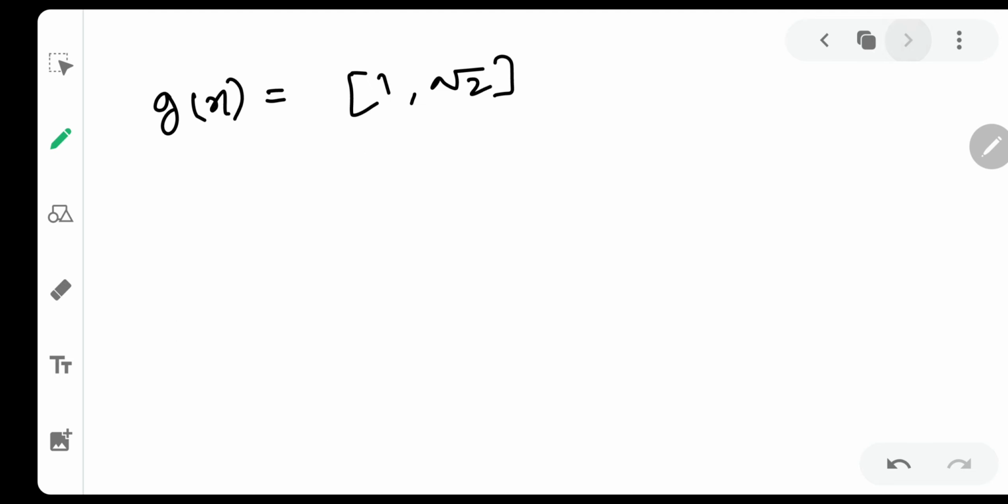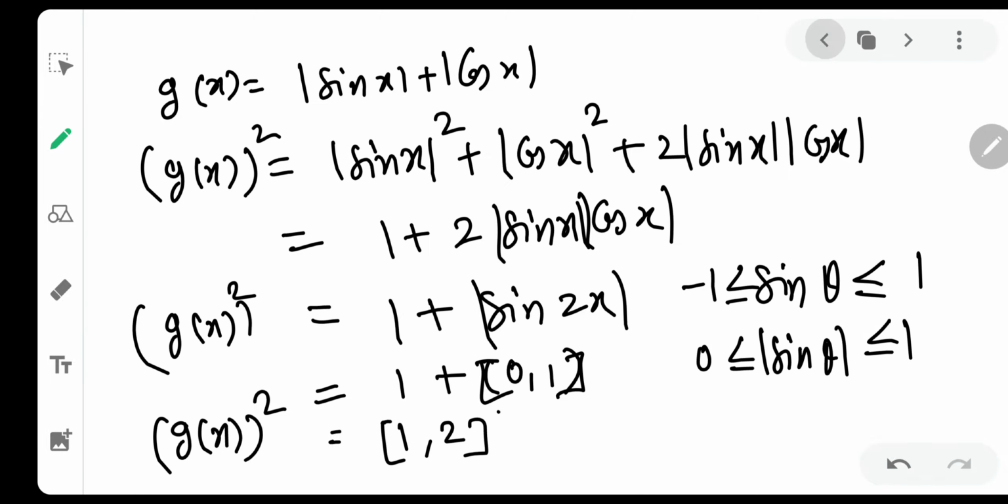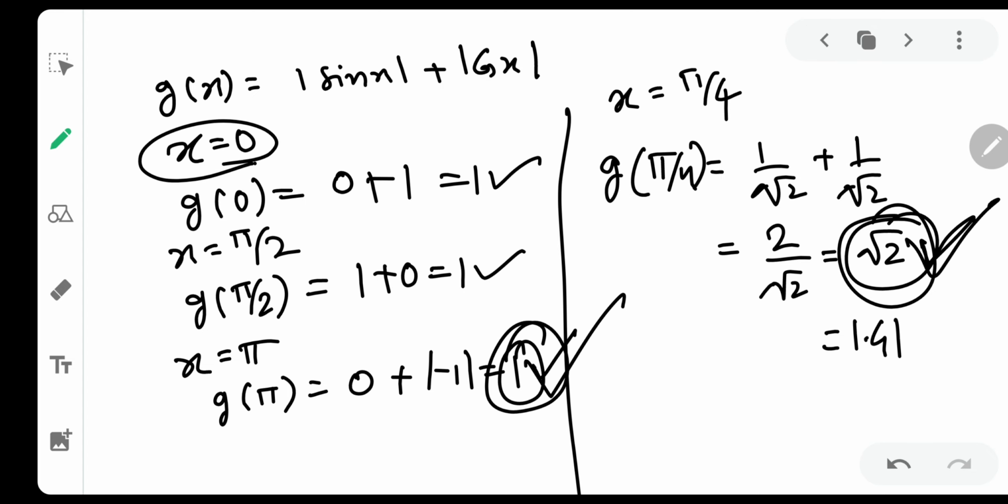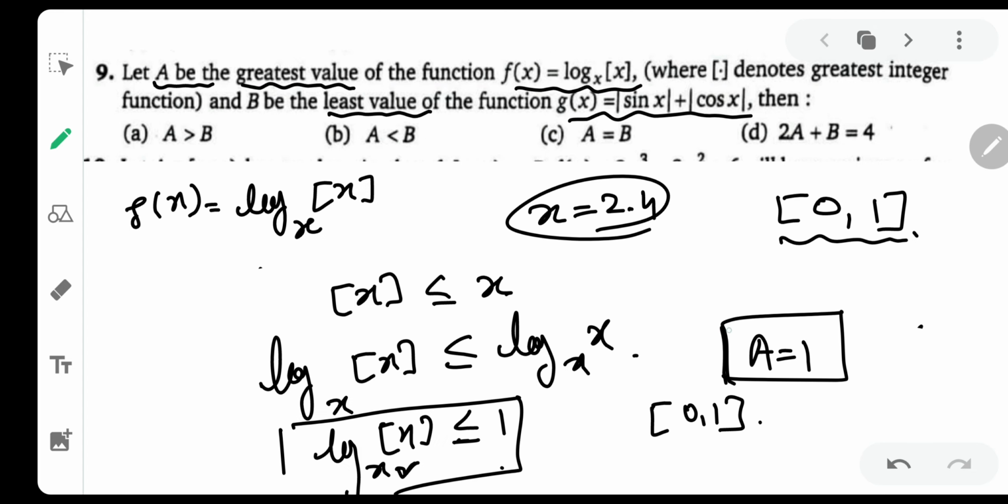Now we needed the least value, right? So least value is 1. So b equal to 1. And initially we also got a to be equal to 1. So a and b both are coming out to be equal. So the correct option is option C.